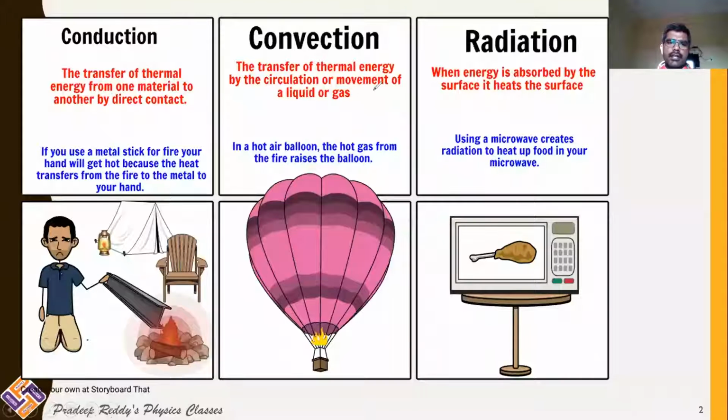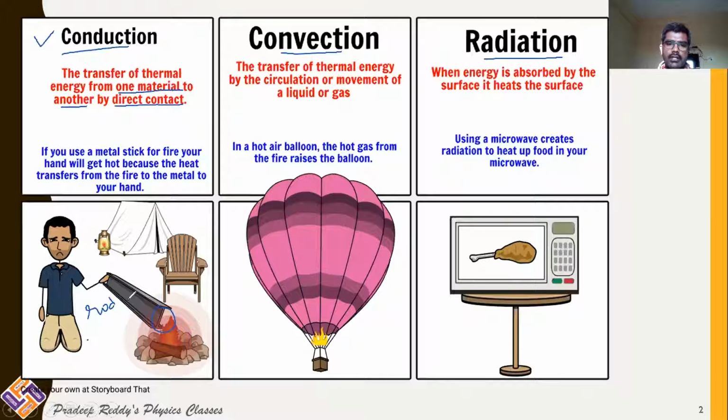Now we will have a detailed discussion about conduction, convection and radiation. In the process of conduction, what actually happens is the transfer of thermal energy from one material to another by direct contact. There will be a direct physical contact between two objects in order to transfer heat energy by conduction. So here, the person is catching a rod, and at this end, it is in contact with the fire. As a result, heat is absorbed by the rod.